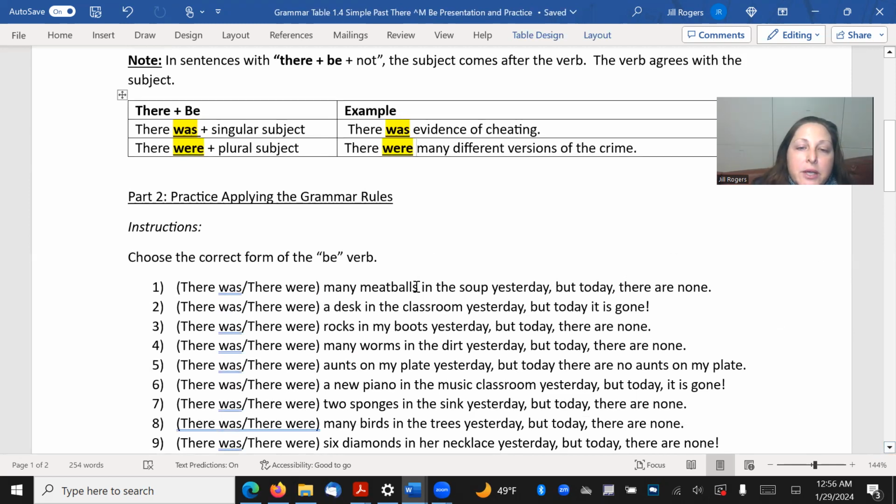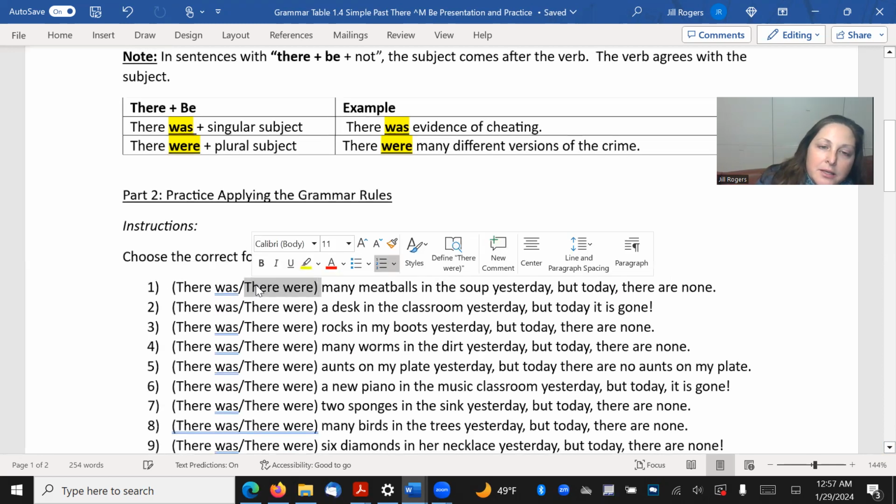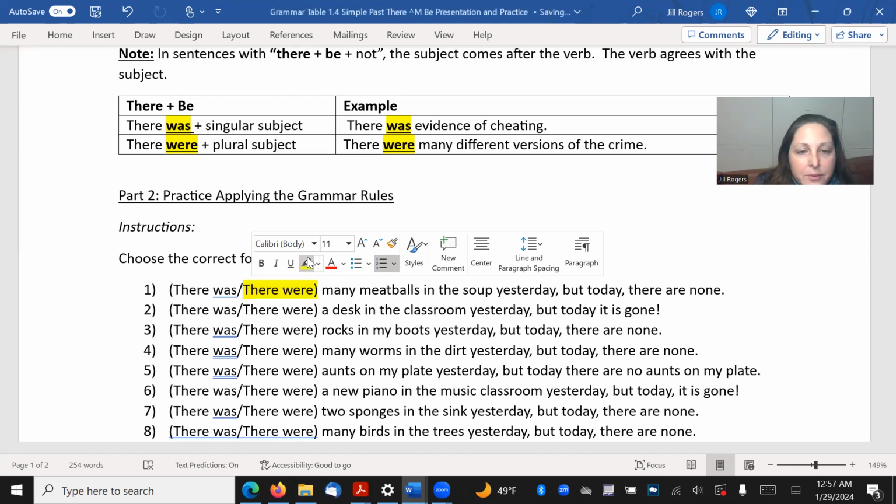Okay, so let's do the first one together. So we do need to locate all of the subjects, right? Is this plural or is this singular? This is plural, so we know it has to be there were. There were many meatballs in the soup yesterday, but today there are none. Okay, I'm gonna underline or highlight that. I like highlighting. Feel free to underline or highlight whatever you want.